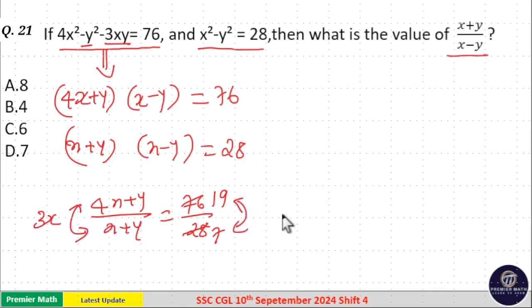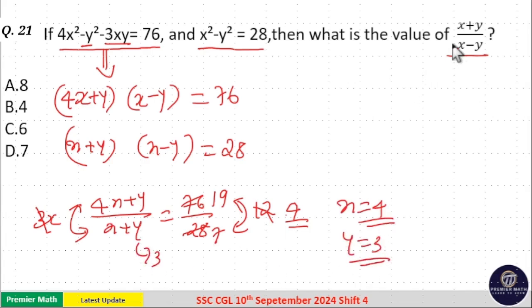Here take the difference in RHS as well. 19 minus 7 is equal to 12. That is 3x is equal to 12 means x is equal to 4. So we got x as 4. If x is 4, here x plus y is equal to 7. That is y is equal to 3. So x is equal to 4 and y is equal to 3. Now x plus y by x minus y will become 4 plus 3 divided by 4 minus 3, that is 7. Option D is your answer.